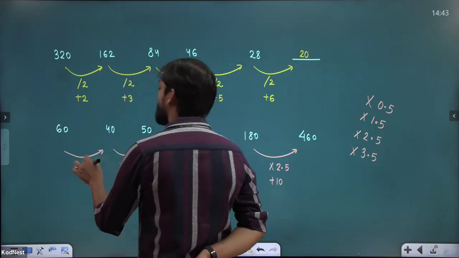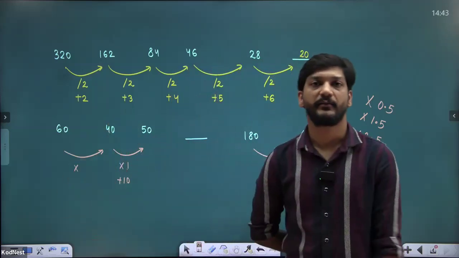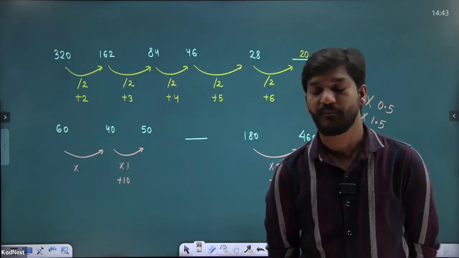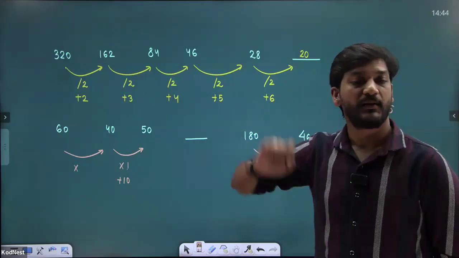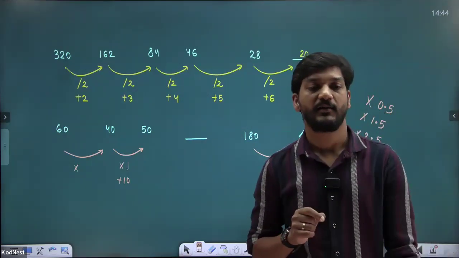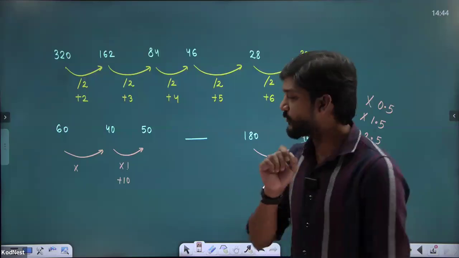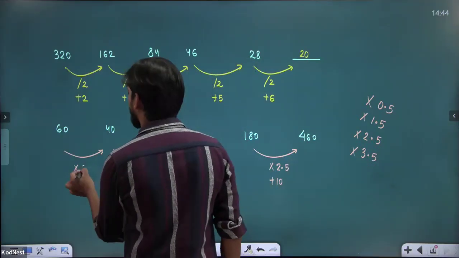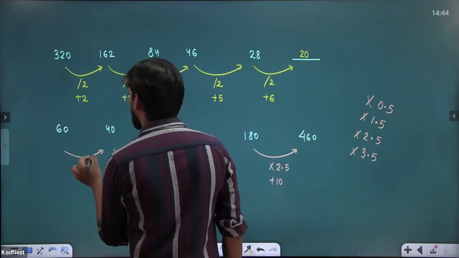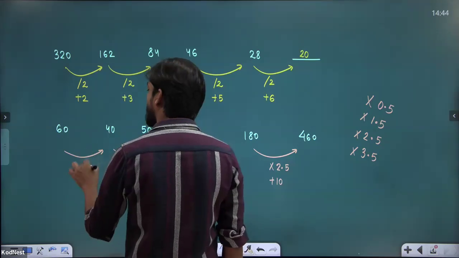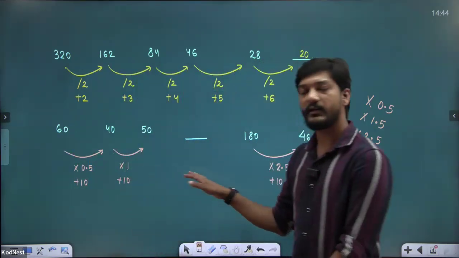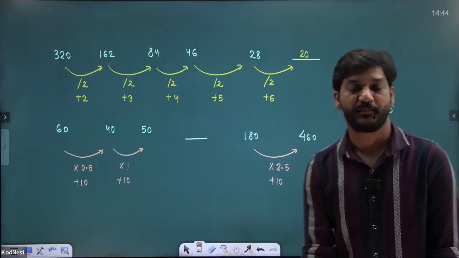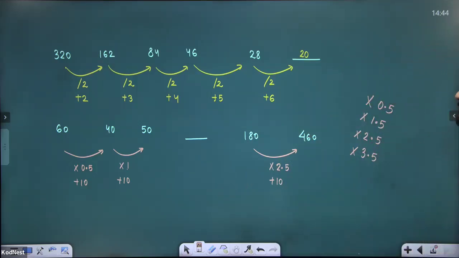60 multiplied by maximum, how much can you think? If you think multiply by 1, you will go beyond 40. So maximum how much? Before 1, we have just one number, that is 0.5. So 60 into 0.5 will give you 30. 30 plus 10 will give you 40. Until now, anything doubtful, please confirm first. See carefully.